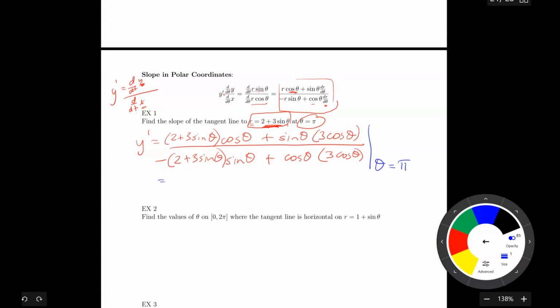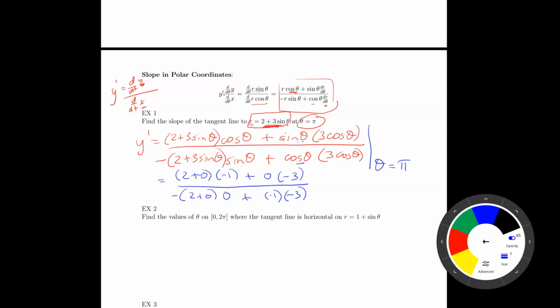So I put in pi, and I'm going to go slow so I don't make a mistake. So I have 2 plus 0, cosine of pi I know is negative 1, plus sine of pi I know is 0, and then this gives me a negative 3, all over negative 2 plus 0, and then this will give me a 0, plus cosine of pi, which is negative 1, and this will give me a negative 3. Mistakes are made when you don't write the zeros down or you do too many steps in your head, so just be careful. So this is all 0.